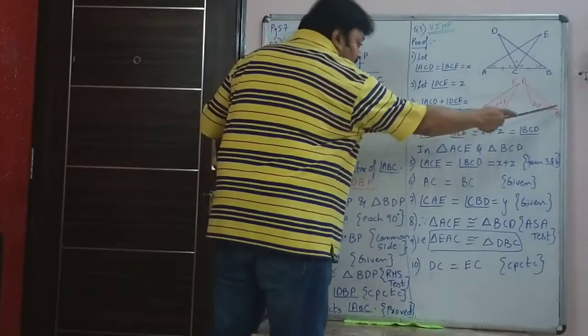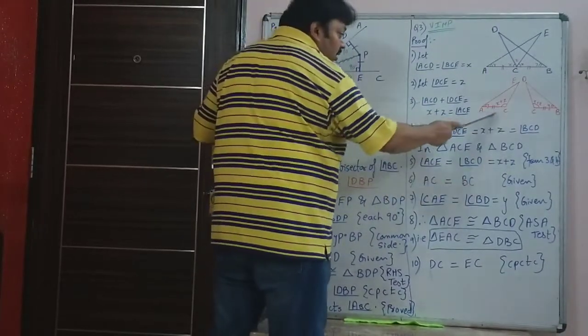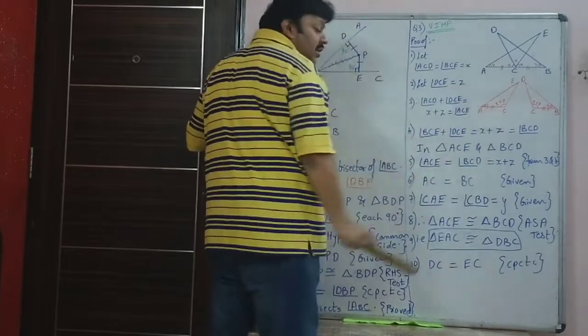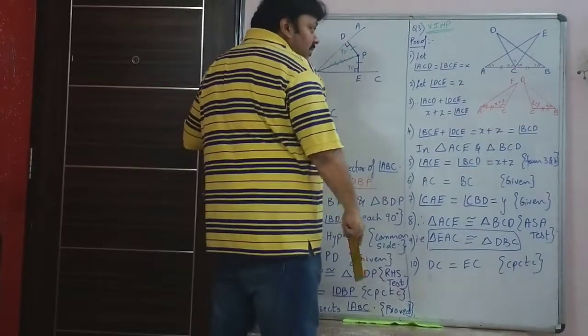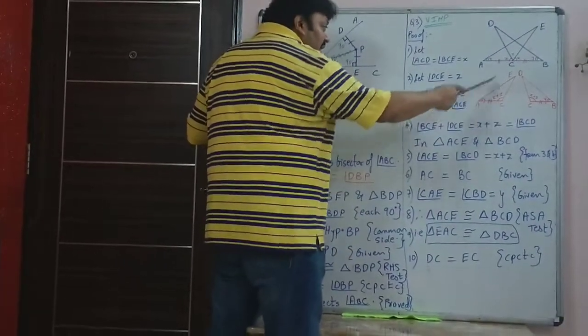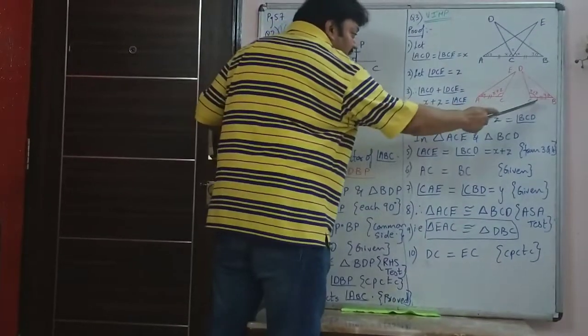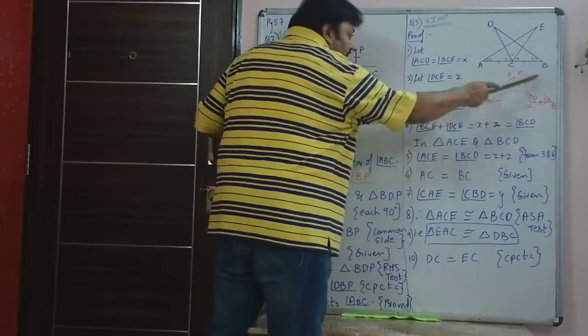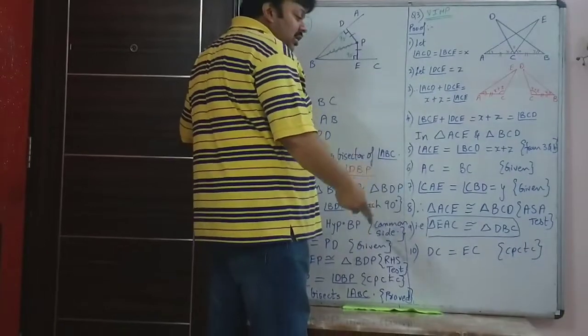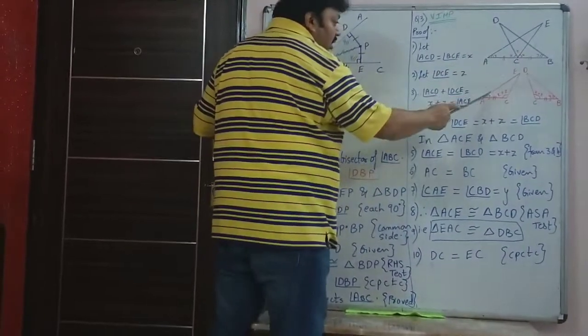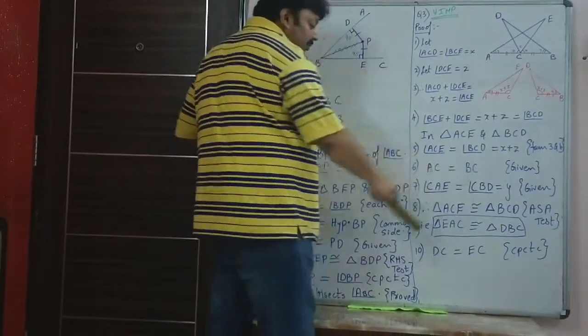Then you have AC equals BC. It is given in the question itself that AC is equal to BC. And third, you are given CAE and BCD. They are both equal and we have called them Y. So Y is equal to Y.